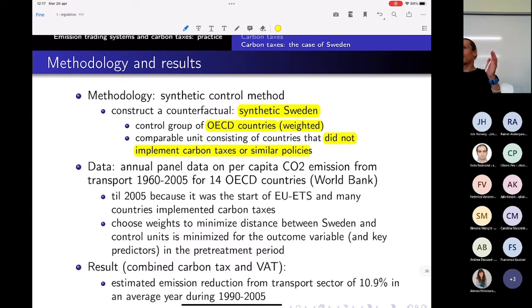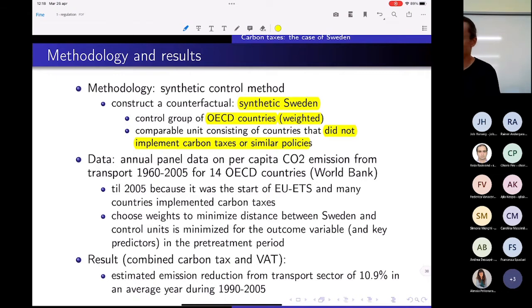So what you would like is that these two groups, well in this case it's a group and a country, but let's call the former the synthetic, what the authors call the synthetic Sweden. You would like the synthetic Sweden to be as similar as possible to Sweden before the treatment, and then treat Sweden and just compare the outcome. That's what the authors do here.